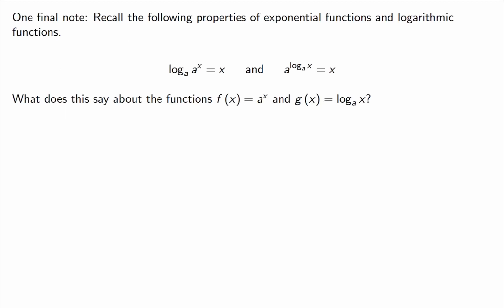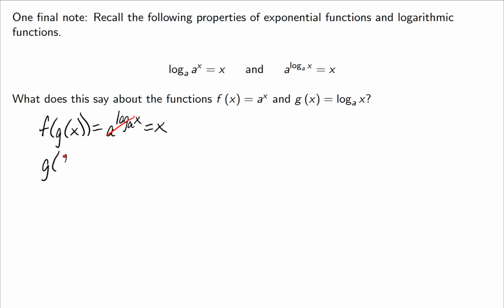The final thought that I wanted to bring out is to point out that the log and the exponential functions with the same base, we had properties where they would cancel each other out. So what I would like to point out is that if I look at this as f of x is a to the x, and g of x is the log base a of x, if I compose these things, f of g of x would be a to the log base a of x, and the property right above would say these cancel and leave x.